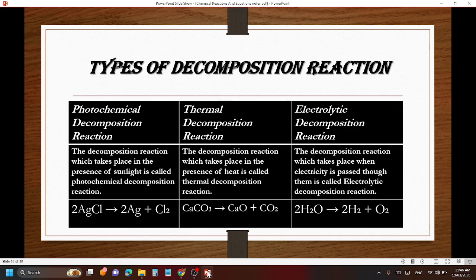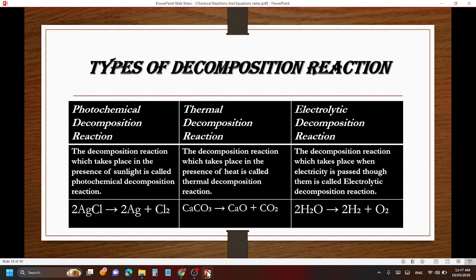If you take the example, 2AgCl gives us 2Ag plus Cl2. What is this reaction? AgCl is silver chloride, which is used for black and white photography. Case based study questions are there. I will explain. Silver chloride is a compound. When we expose it to sunlight, we get two products, one is silver and one is chlorine. These two products form because of the photochemical decomposition reaction.